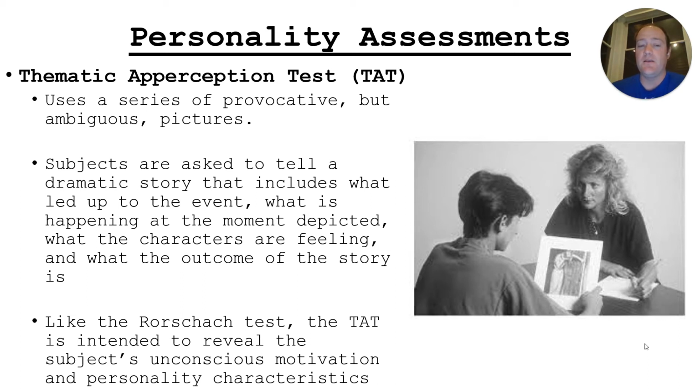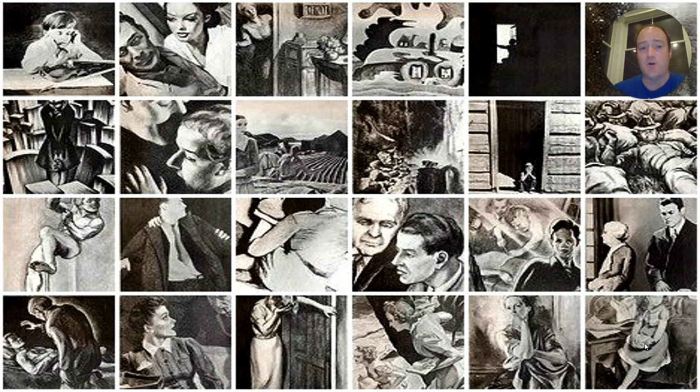What led up to it, what's happening in the moment in that image, what the characters are feeling, and the outcome, basically to get a feel of how you would interpret that scenario. And again, it's intended, just like the Rorschach test, to reveal parts of our unconscious coming to the surface while we answer the questions being asked by the administrator of the test. So here are some examples of images that could show up on the TAT, and you can look at all of them. By the way, they're almost always in black and white, just like Rorschach's.